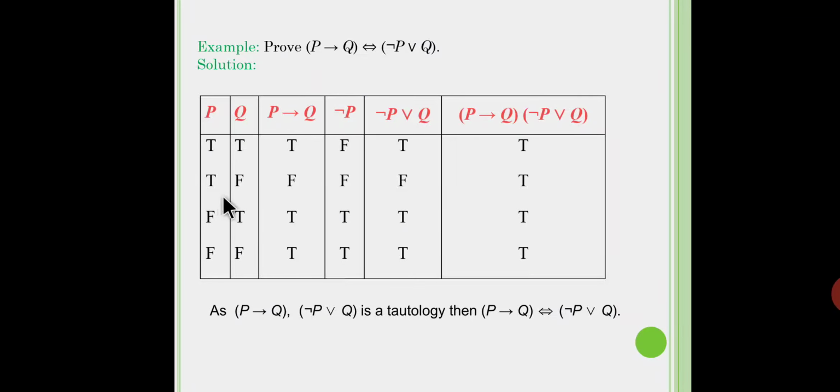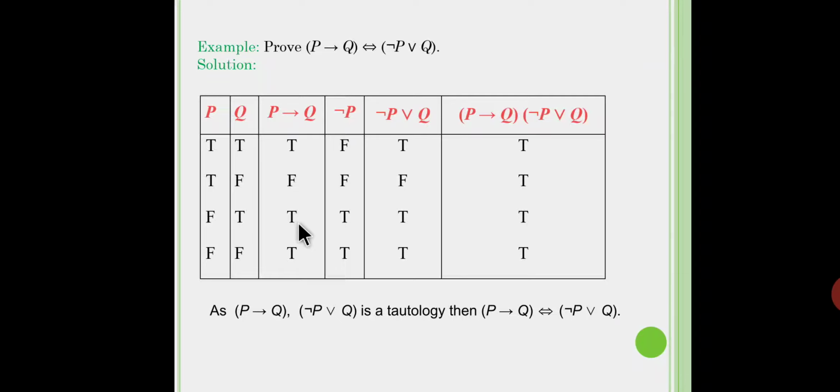So in the second case of P, Q, if P is true and Q is false, then the compound statement P implication Q has truth value false. In the remaining cases, the truth values are true, true, true.